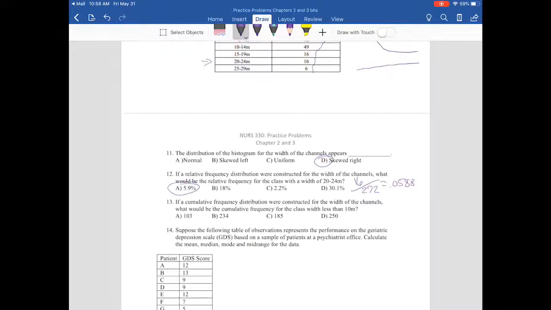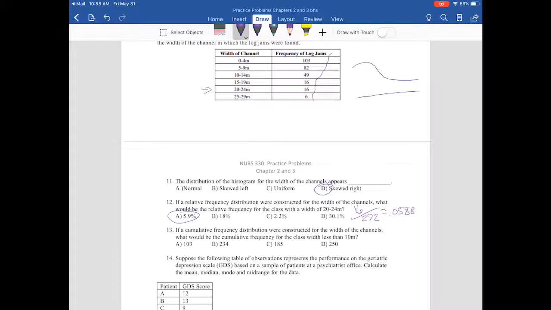For 13, we want to do cumulative frequency, and we're looking for cumulative frequency for a class width of less than 10. So this value is 10, so 10 is not less than 10, so we're looking at everything less than 10, which are all these values. So it's going to be 103 plus 82, which equals 185, and we see that our answer is C there for our cumulative frequency.